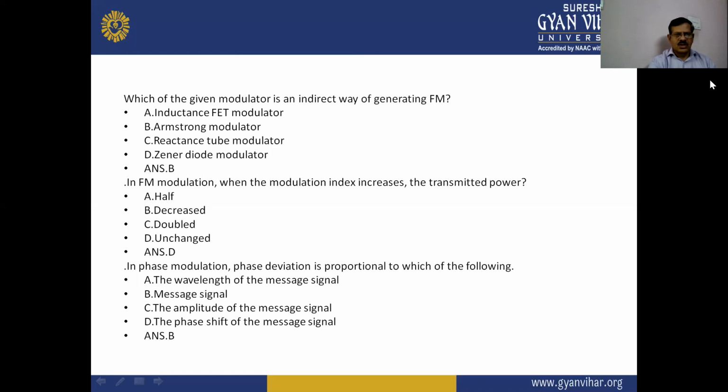power. And the last question: in phase modulation, phase deviation is proportional to which of the following? Option A, the wavelength of the message signal. Option B, the message signal. Option C, the amplitude of the message signal. Option D, the phase shift of the message signal. The correct answer here is the message signal. So these are some multiple-choice questions.